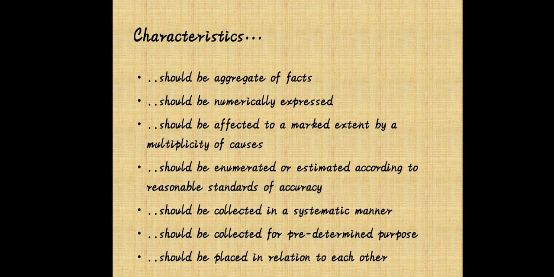It should be collected in a systematic manner. Whatever data we are collecting, the collection of data has some specific methods, like collecting at specific intervals. If I am taking a sample from number 1, then in the next step I'll take the sample from number 3, then number 5, then number 7. That means after skipping one number, I am collecting the sample. So this is the systematic manner to collect.